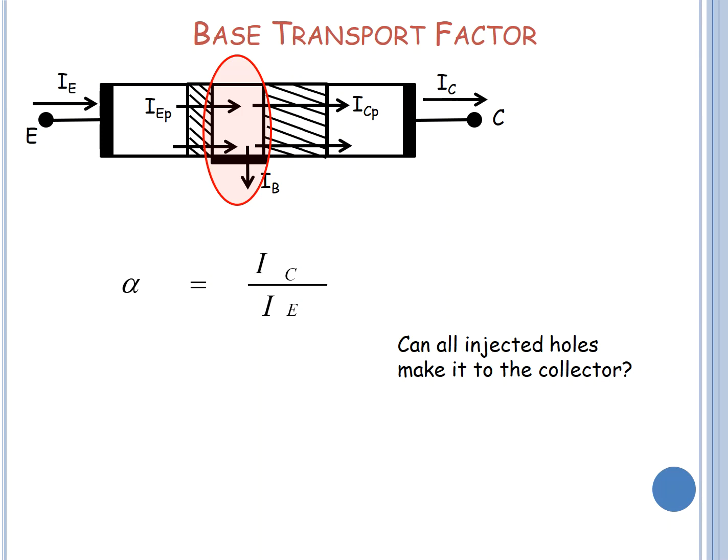Ideally, if no current flows through the base, that means alpha will be 1. But alpha is not practically 1. A very small number of holes will be lost in the base. A very little current will leak through the base, and the remaining current will reach the collector. So alpha is not equal to 1 but closer to 1. Its value basically ranges from 0.9 to 0.996. So this is alpha. Alpha is equal to IC over IE.